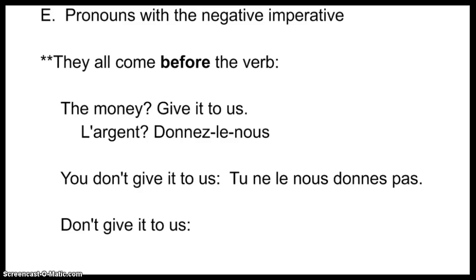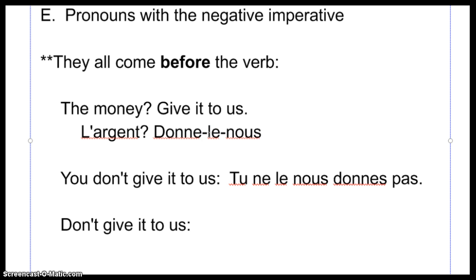And that seems so simple, so of course pronouns with the negative imperative can't be so simple. They have to move things around. If you're using a negative imperative, all the pronouns come in front of the verb, just like they did with a regular sentence. So back to our sentence here. The money, give it to us. So, donner or donne, since I used donne in the other example, let's just do that. Donne-le-nous.